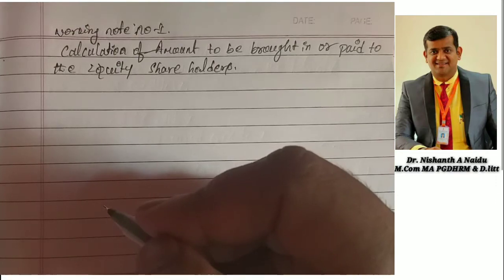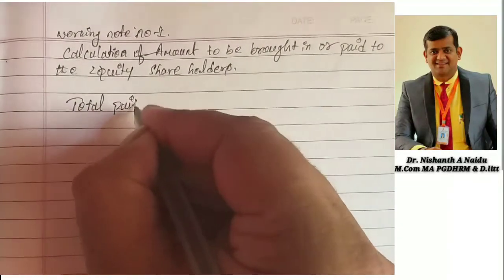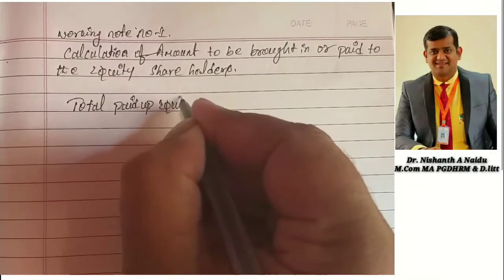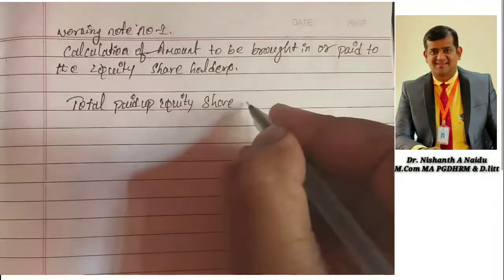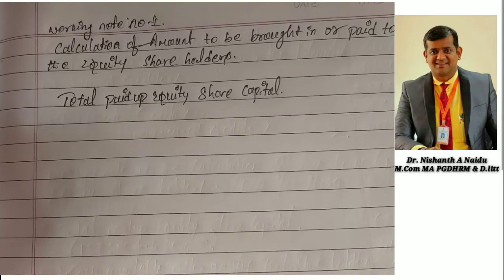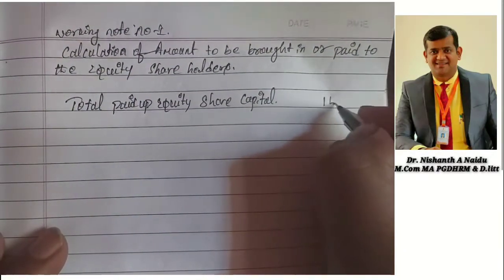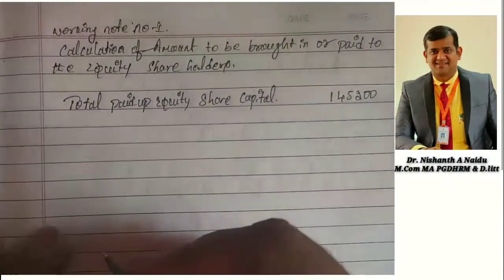First we are going to write total paid up equity share capital. Look at the problem, in the balance sheet liability side, that is paid up equity share capital. How much is that? Issued 14,250 equity shares of rupees 10 each, fully paid. The amount is 1,45,200. So paid up capital is 1,45,200 rupees.